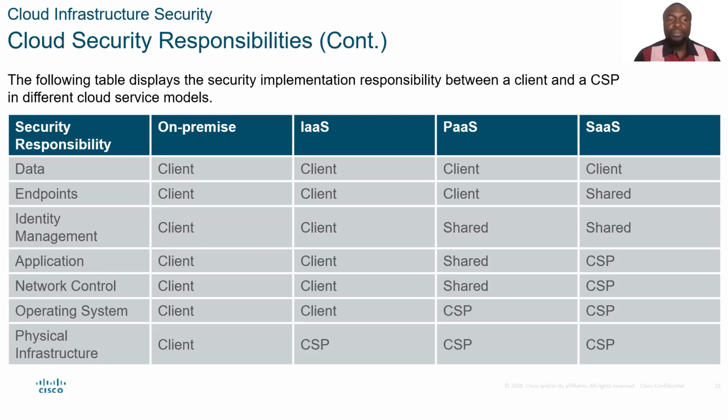We say here that the following table displays the security implementation responsibility between a client and a cloud service provider in different cloud service models. The models are on-premises, infrastructure as a service. On-premises means that you build and host your server room physically there and then.